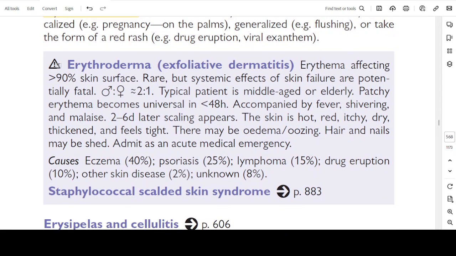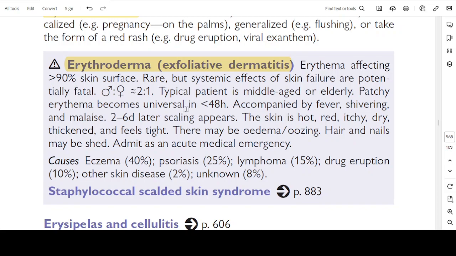Erythroderma or exfoliative dermatitis. Erythema affecting more than 90% of the skin surface is rare, but systemic effects of skin failure are potentially fatal. The male to female ratio is 2:1. Typical patient is middle-aged or elderly. Patchy erythema becomes universal in less than 48 hours, accompanied by fever, shivering, and malaise. 2 to 6 days later, scaling appears.